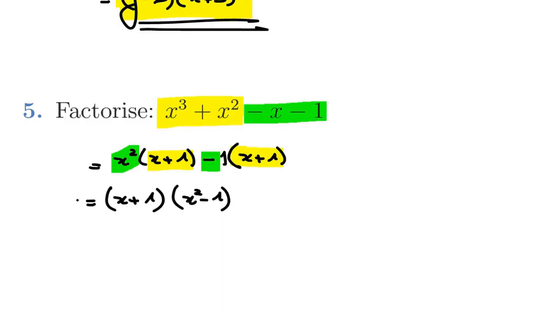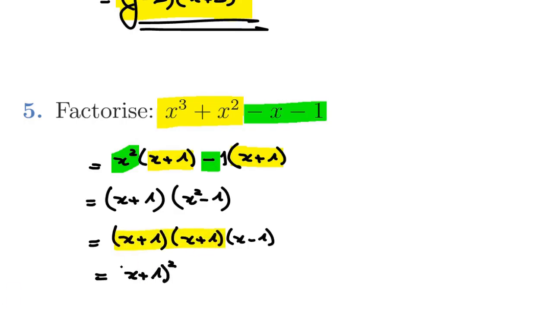Since it says to factor, this part is already in factored form, but it can also be left like this, x plus 1 is here. We can also write x squared minus 1 as x plus 1 times x minus 1. If this is a test question, it's multiple choice. Now for these as well, we can say x plus 1 squared times x minus 1. All right, that was our answer.